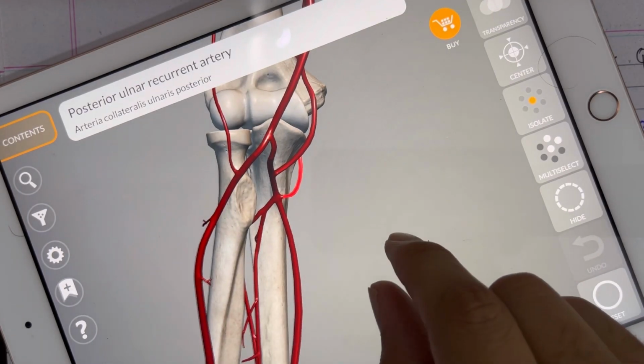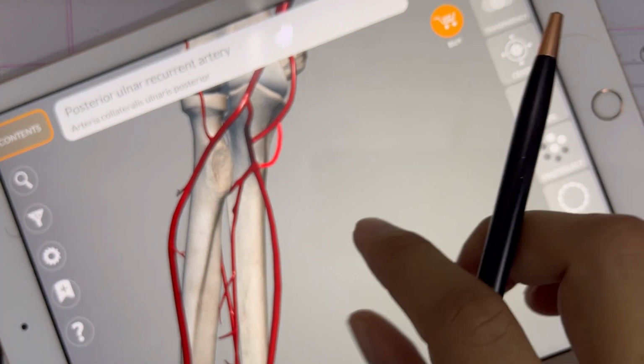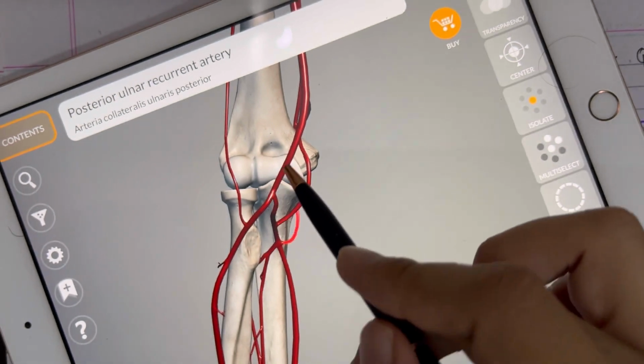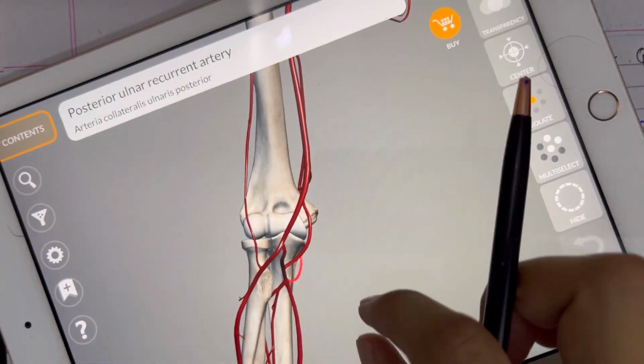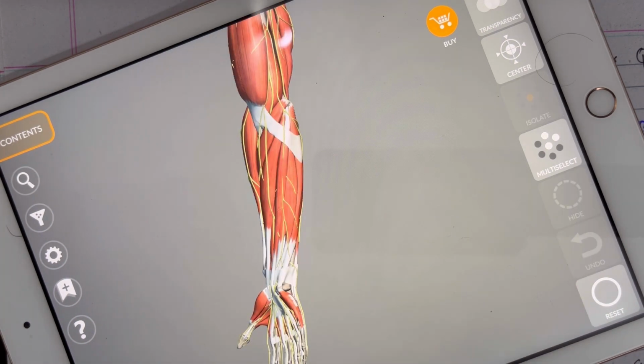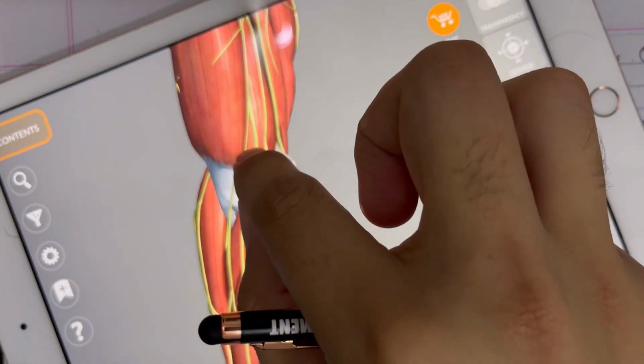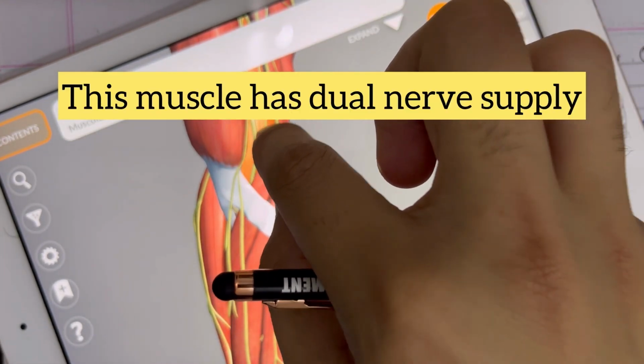posterior ulnar recurrent artery. This posterior ulnar recurrent artery is the branch of the ulnar artery, and the ulnar artery is the branch of the brachial artery. So it is supplied by the posterior ulnar recurrent artery. Now student, moving toward the innervation of the flexor digitorum profundus muscle. So this muscle is innervated by the median nerve and the ulnar nerve.